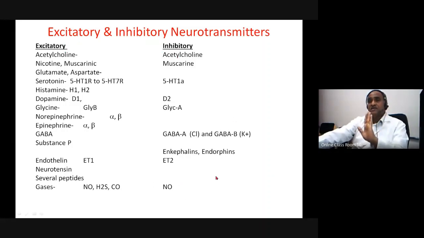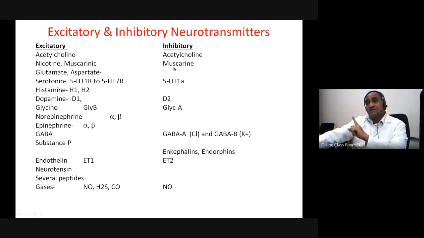Of the inhibitory transmitters, I would focus on first GABA, gamma-aminobutyric acid. That is number one. If somebody asks me a question, name the inhibitory transmitter, I would say first the GABA. Then comes these enkephalins and endorphins. Then we have these.